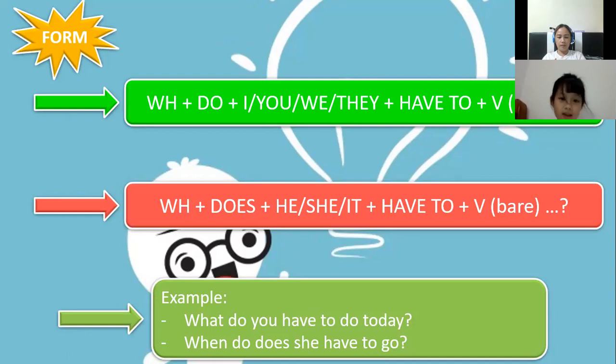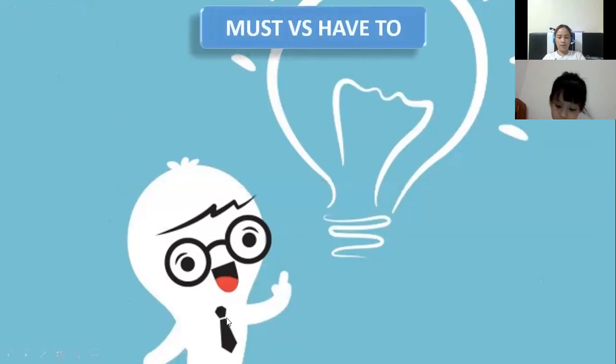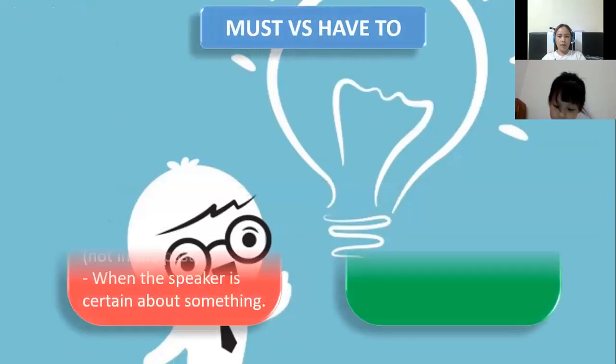Question word, do you, we, they have to verb? Question word, does he, she, it have to verb? Example. What do you have to do today? When does she have to go? Okay. Next.